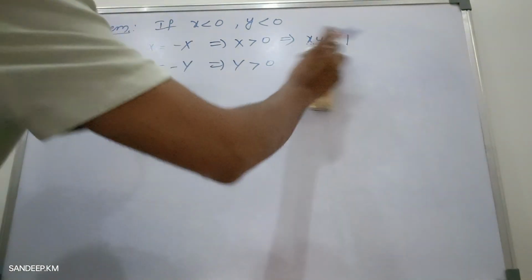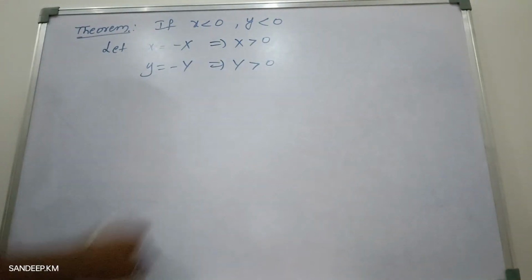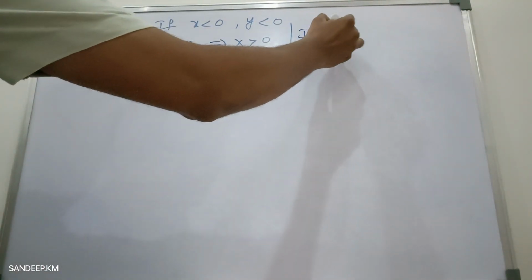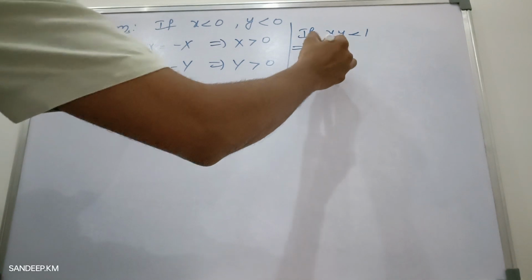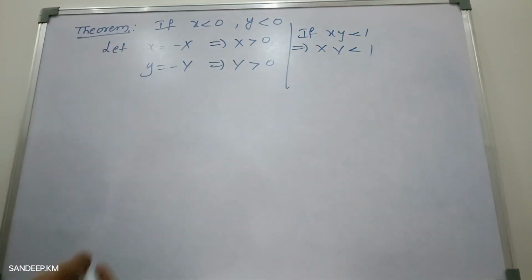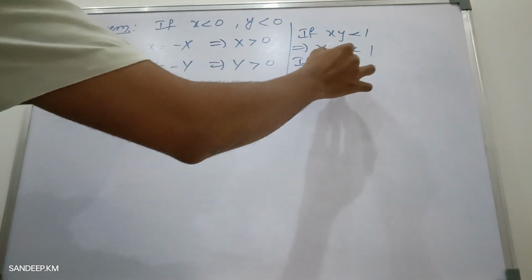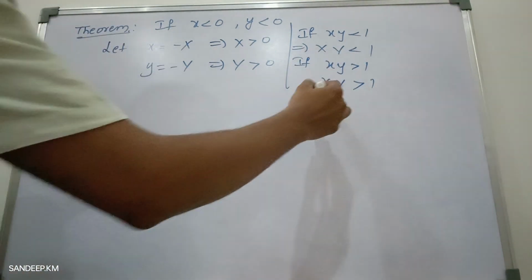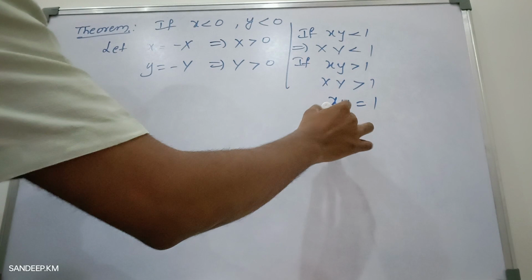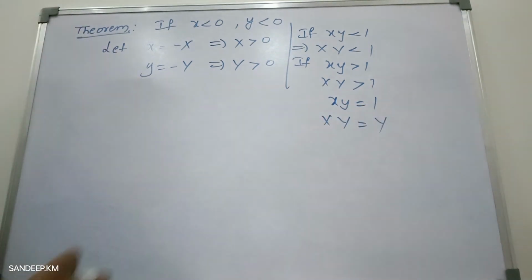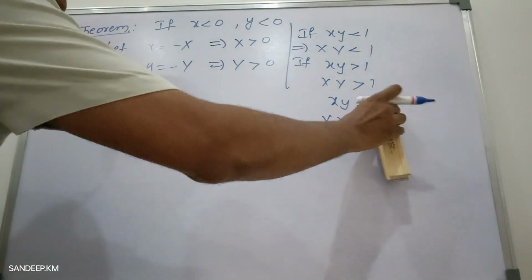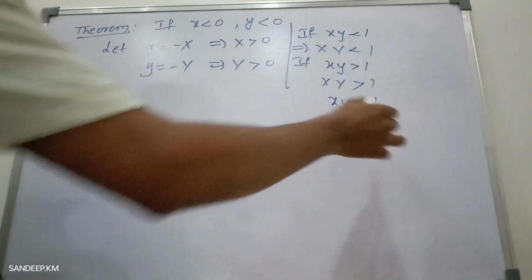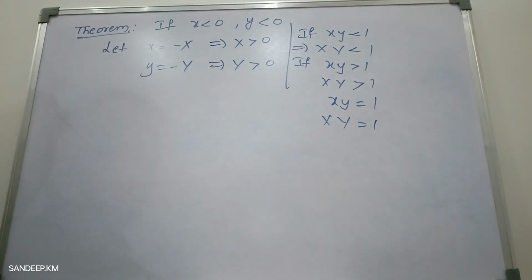So we can conclude that if xy is less than 1, then capital X into capital Y is also less than 1. Similarly, if xy is greater than 1, then capital X into capital Y is also greater than 1. And xy equal to 1 means capital X into capital Y is also equal to 1. So xy is the same as capital X into capital Y. Now what are we going to do?